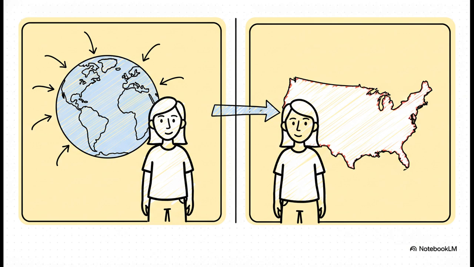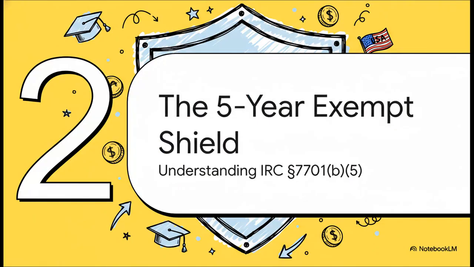It's a massive distinction. As a resident alien, you're taxed just like a U.S. citizen on your income from all over the world. But as a non-resident, the IRS can only touch your U.S. source income. It all comes down to the specific tests laid out in the Internal Revenue Code. Now for the part that applies specifically to F1 students. For those first few years, you're protected by something called the Exempt Individual Shield.